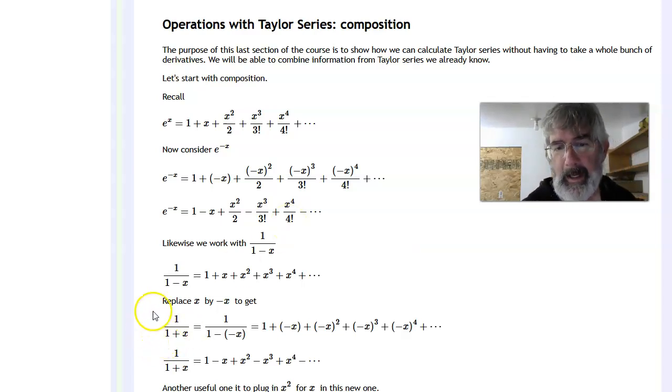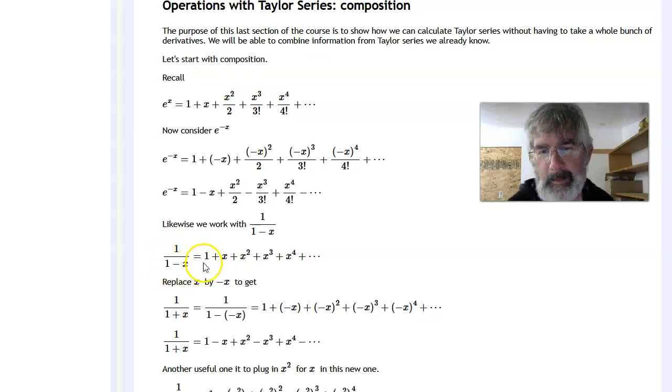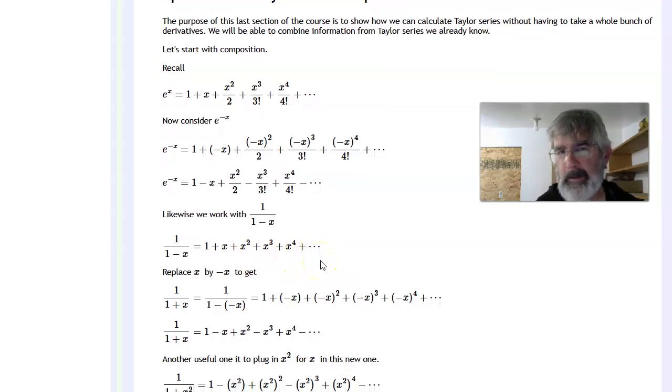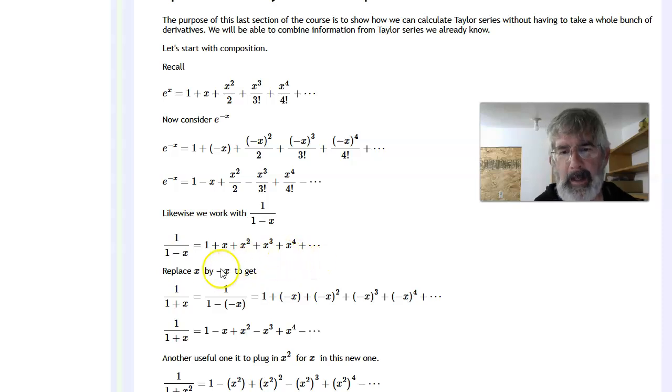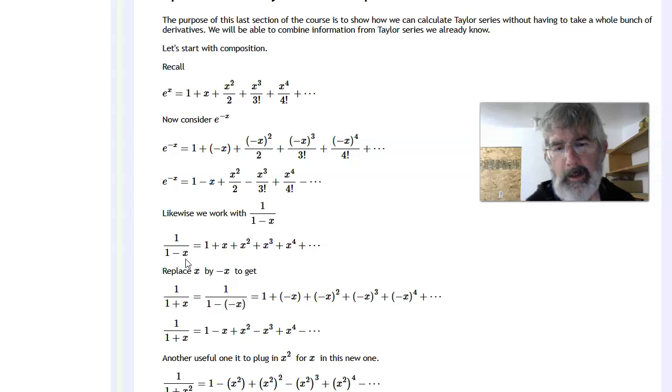Likewise, we could take a look at 1 over 1 minus x. This was the ice cream theorem, right? This is 1 plus x plus x squared plus x cubed plus x to the fourth. Again, Maclaurin series or Taylor series centered at 0. And again, I want to replace all the x's by minus x's. Now this is not quite the same as the last one because the interval of convergence on the last one was the whole real line, where here we just have the interval of convergence is from minus 1 to 1, not including the endpoints.